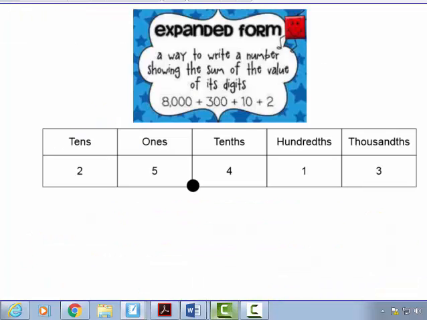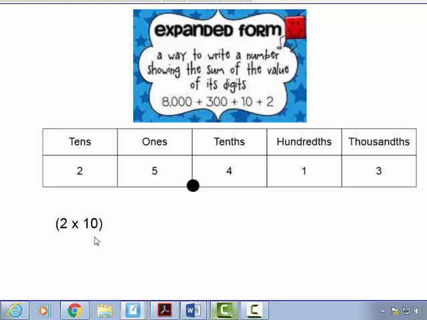The third form is expanded form. This is the way to write a number showing the sum of the value of its digits. What we're going to do is take this number and stretch it out based on each place value. Right here we can see that there are 2 tens. So our first digit is a 2. It's in the tens place. So to get that value, we're going to multiply 2 times 10.